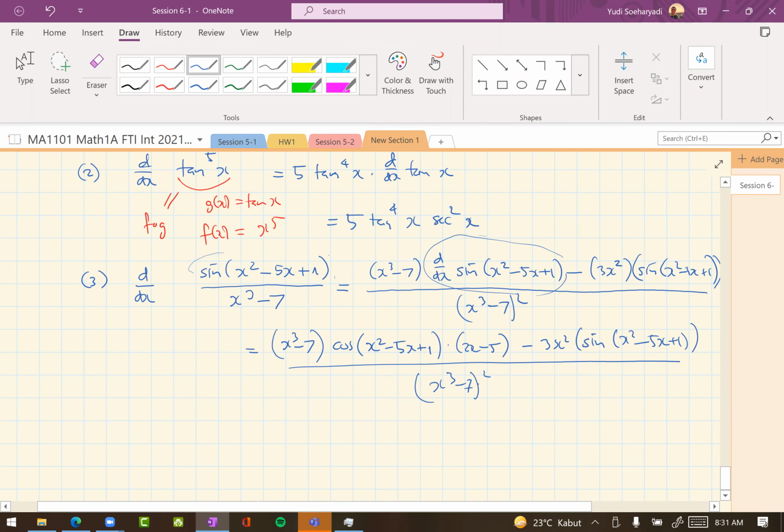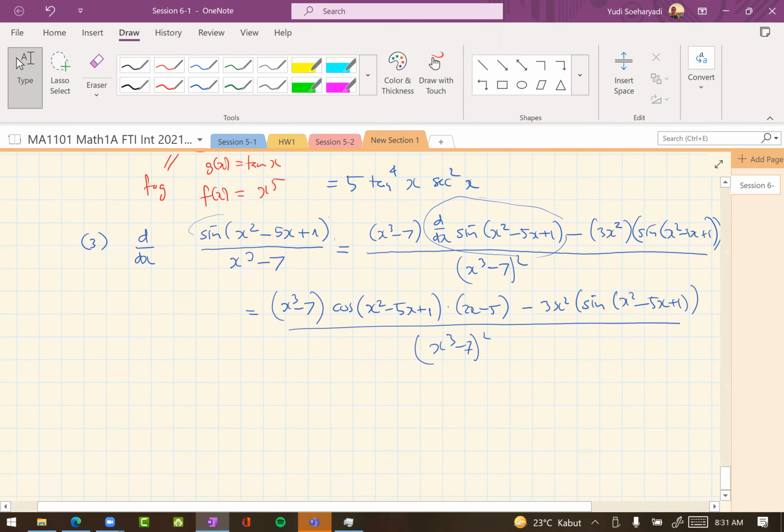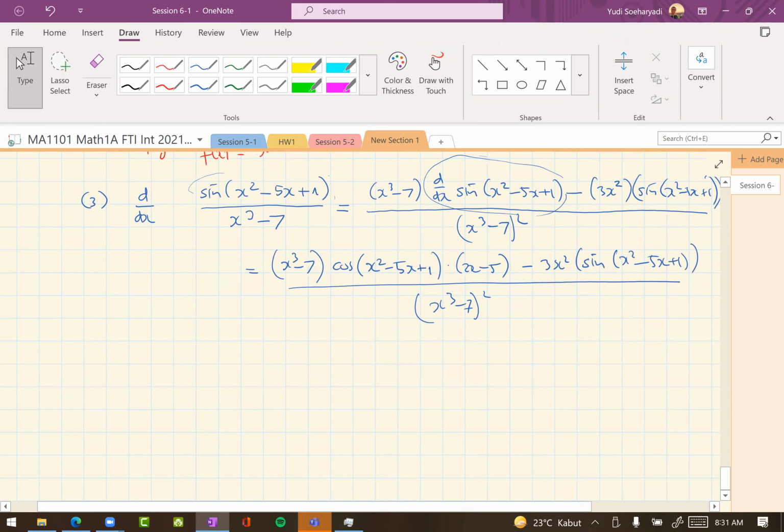Okay. So just keep it like this. No need to simplify. So this is what's called the chain rule. Any questions?